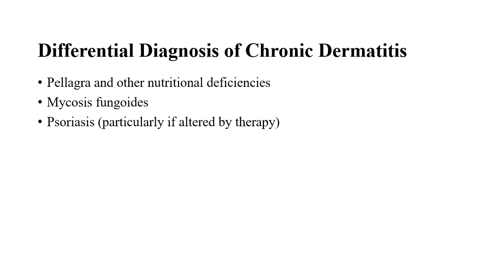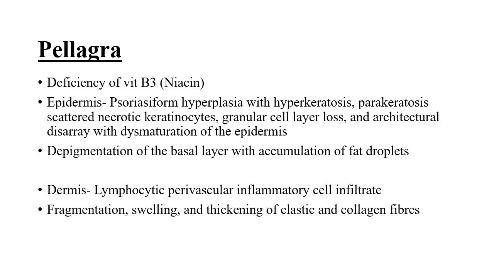Last, the differential diagnosis of chronic dermatitis. They include pellagra and other nutritional deficiencies, mycosis fungoides, and psoriasis. So first, pellagra. What is pellagra? It is the deficiency of vitamin B3, that is niacin.